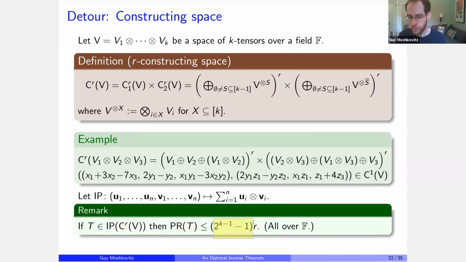Why this? So this constant for k equals 3 is just 3. Whereas in general, what is this constant? This is just the number of bipartitions of k things, right? A non-trivial bipartition and also unordered. That's the number of possible partition rank terms. Anyway, bottom line, our goal will be to put our tensor in the R constructing space for a small r, and that would give us a partition rank decomposition.